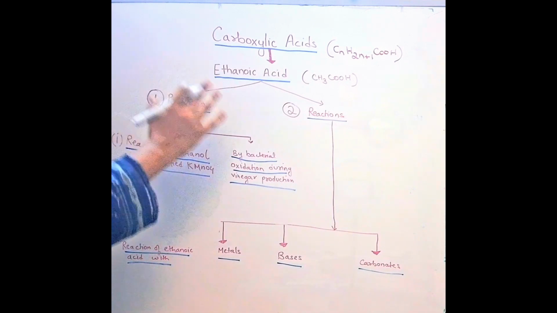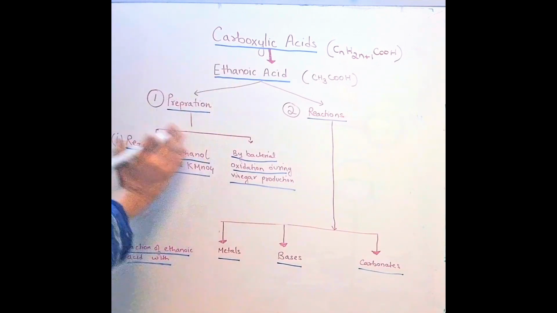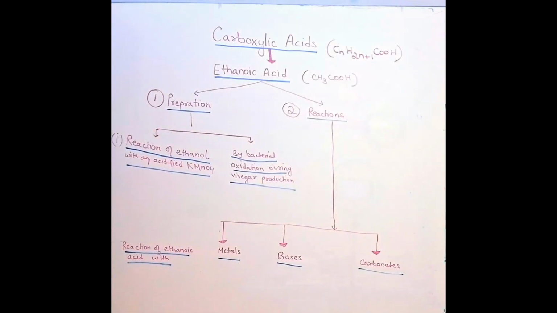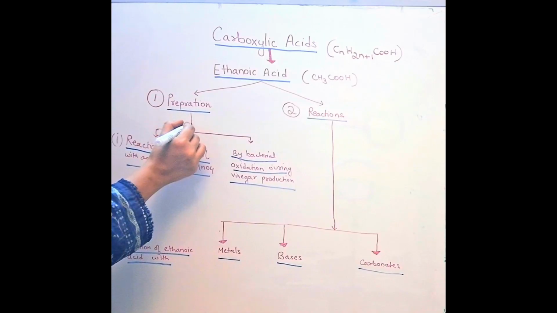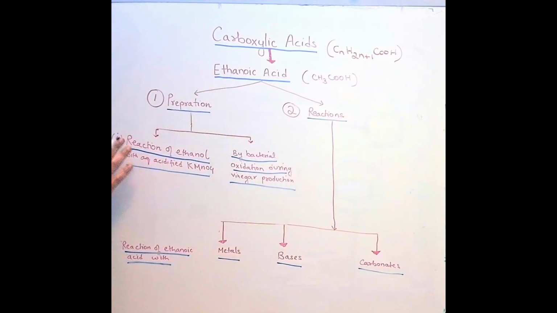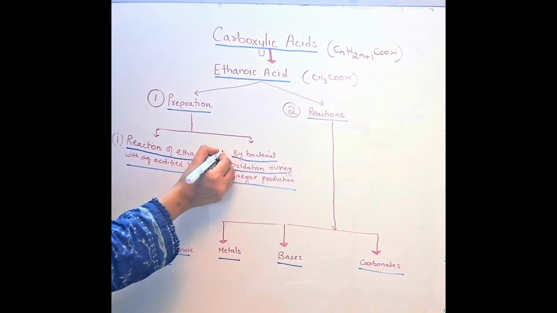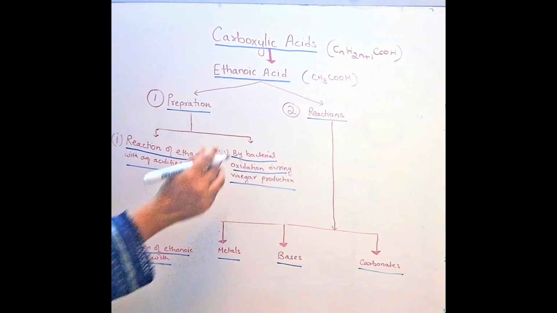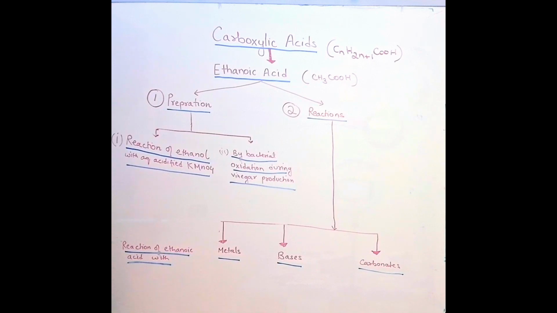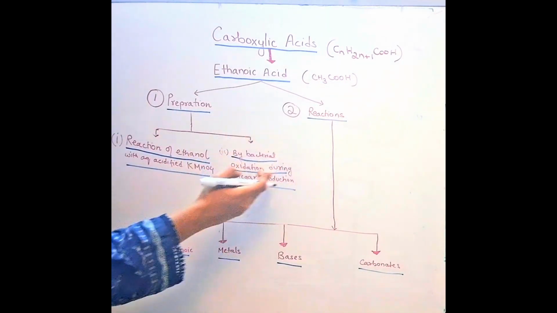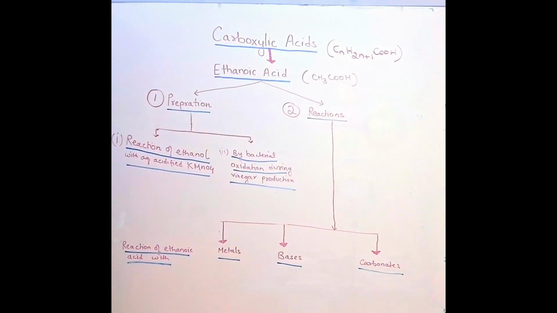We will do it in detail. Here I am just telling you what are the things we should know about ethanoic acid. The first is the preparation of ethanoic acid. How can we prepare ethanoic acid? By reacting ethanol with acidified KMnO4. This is one way of preparing ethanoic acid. Similarly, the other way of preparing ethanoic acid is by bacterial oxidation of ethanol, which happens during vinegar production.